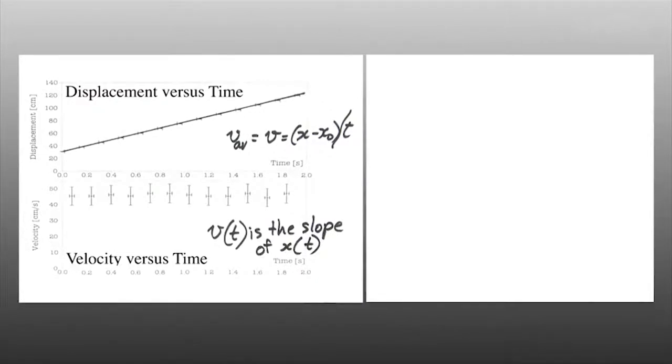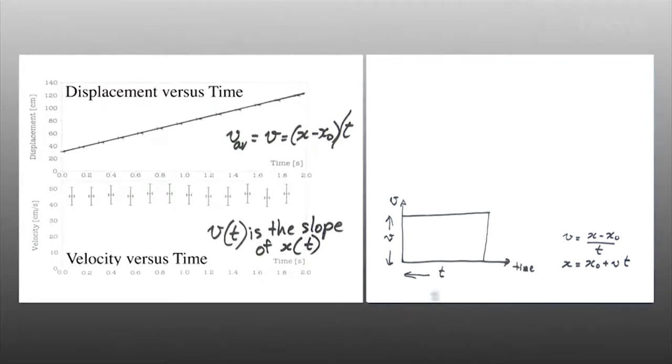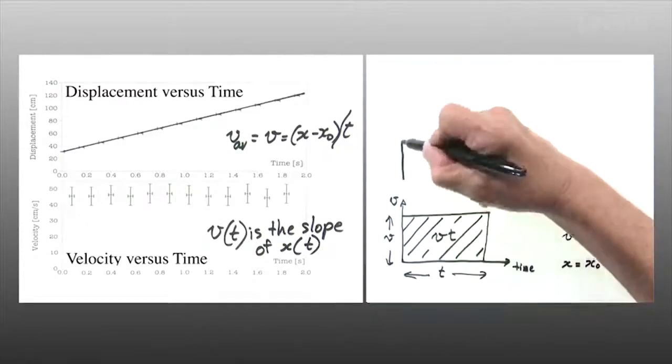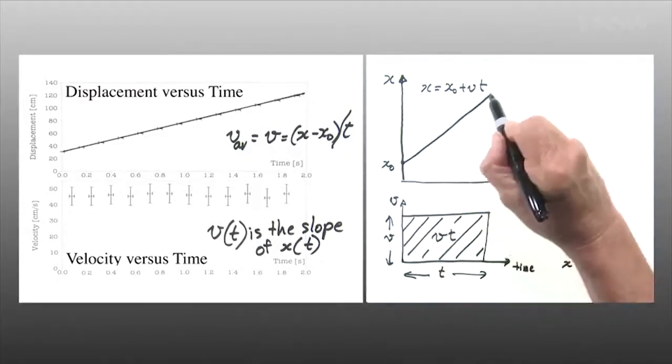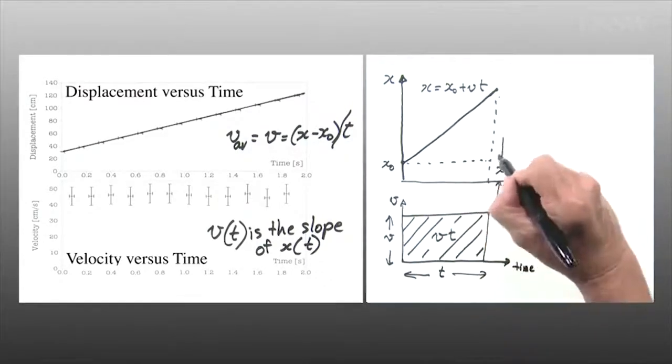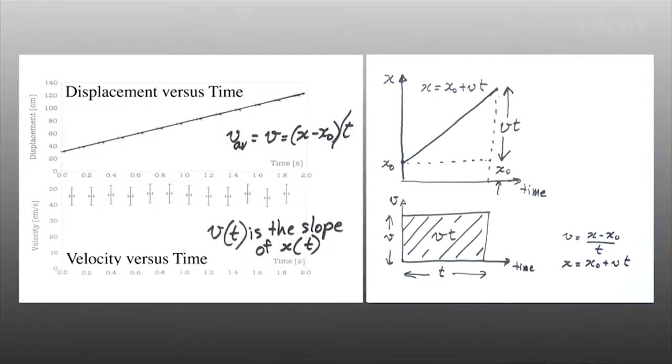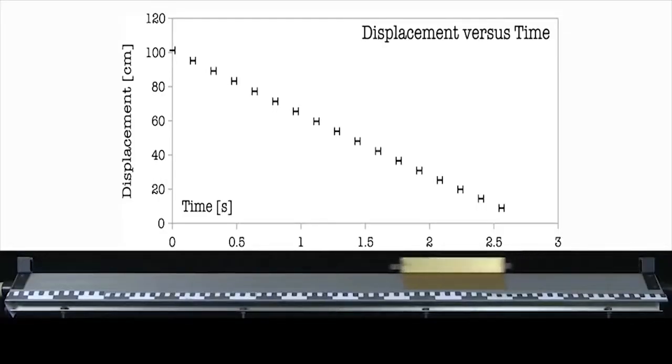Going in the other direction, we can rewrite v equals x minus x0 over t and rearrange it to give x equals x0 plus vt. This shows me how to get from velocity to change in displacement. The term v times t is the area under the velocity versus time graph. I've used positive v to mean travelling in the positive x direction. In contrast, here's a negative v, travelling with the same speed but in the negative x direction.